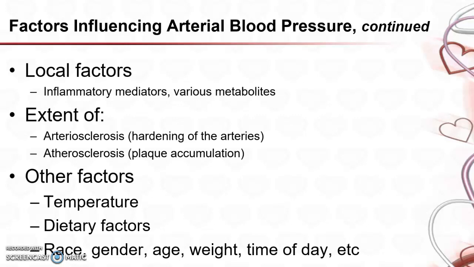Now, to a certain extent, arteriosclerosis, hardening of the arteries, and atherosclerosis, plaque accumulation, both affect arterial blood pressure. In arteriosclerosis, hardening of the arteries, it makes it much harder for blood to be received by vessels because those arteries are so hard and thick. In atherosclerosis, there's a plaque accumulation, and that plaque accumulation causes narrowing of the vessels.